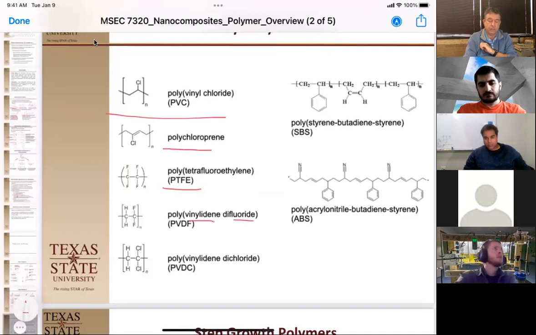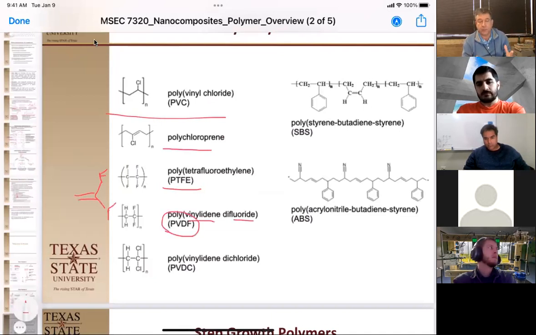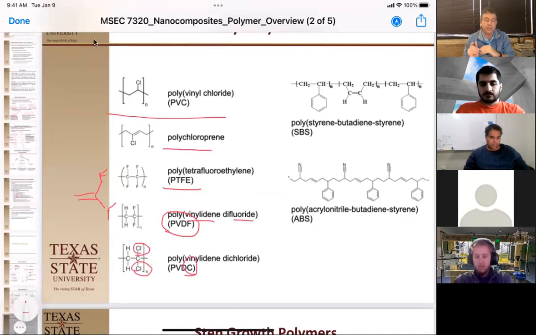Polyvinylidene difluoride. So basically this started with a vinyl group with 2 fluorines on it right here. And it turns out this is a piezoelectric polymer and also a decent barrier to water. In contrast, by putting chlorines here, it's actually used in saran wrap as an oxygen barrier and makes it kind of stretchy. So just that little bit of change from the fluorine to the chlorine changes its properties and its use.